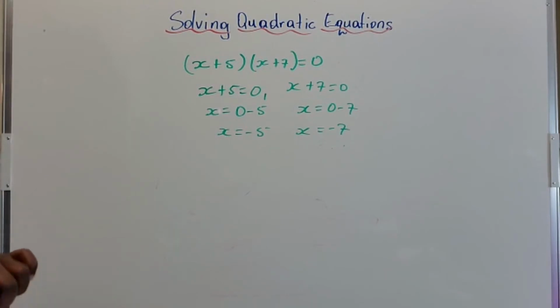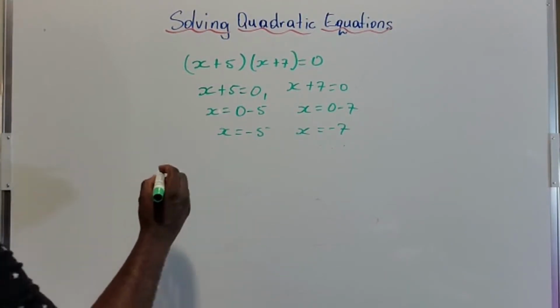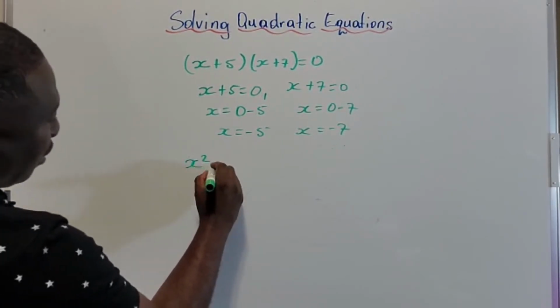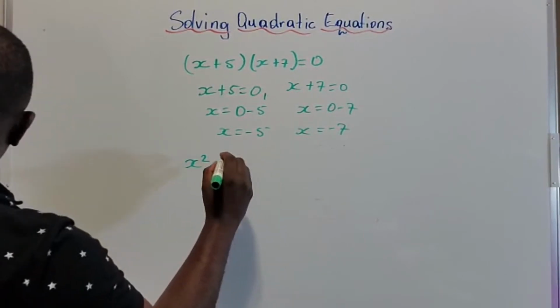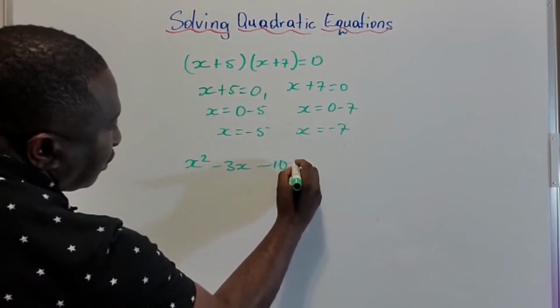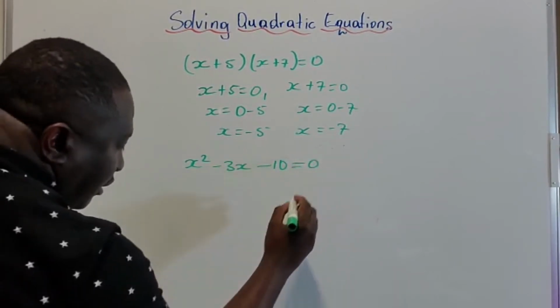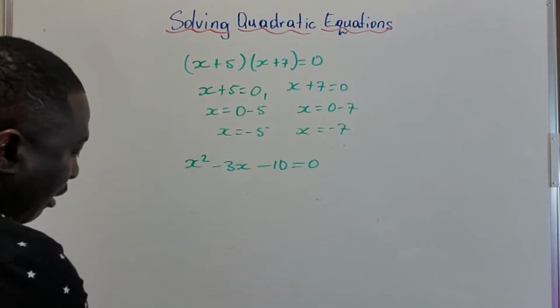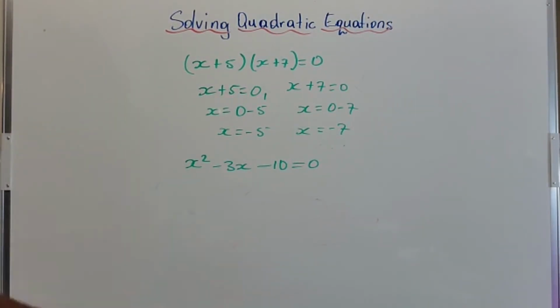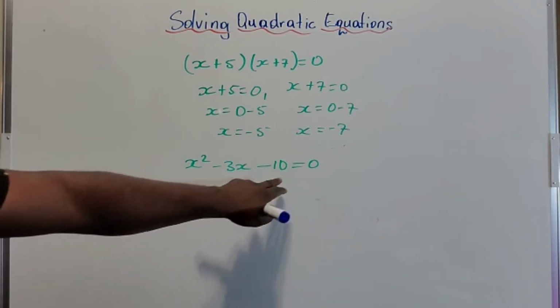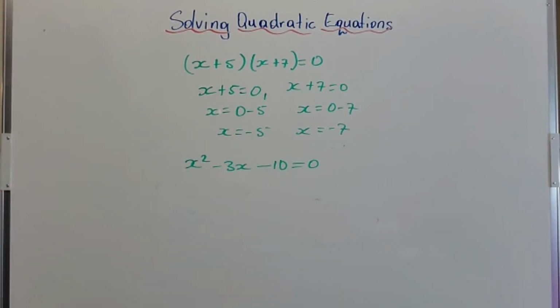I'm going to take a second problem that I have here. It is x squared minus 3x minus 10 is equal to 0. So that is the second problem we're going to be solving. Guys, as I said before, it's important that we know how to factorize. Before we can solve this equation, we need to factorize the quadratics.